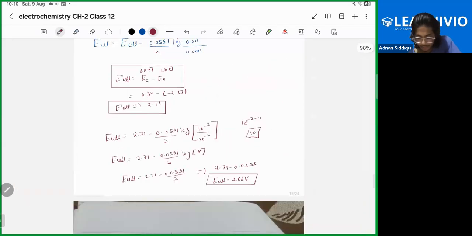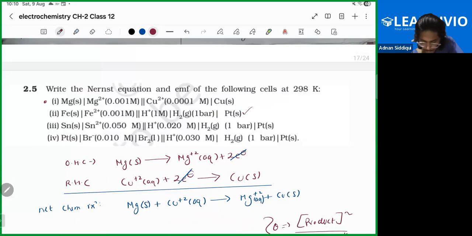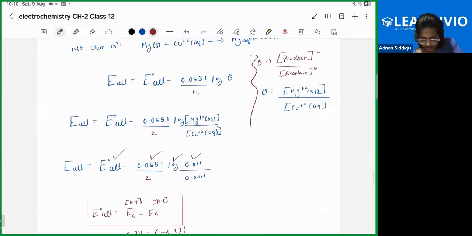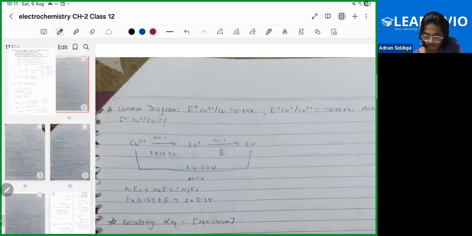So you have to do this as homework. The next one is homework as well, and the next one is homework as well. Okay, these three are homework. The same funda that you have to apply. The thing is, you should always use the balanced chemical reaction. If you are not balancing it, you will get the answer which is going to be wrong. So try these three questions. The funda is again the same, and you can hopefully do it. Is the Nernst equation clear? Okay. Now let us move ahead.